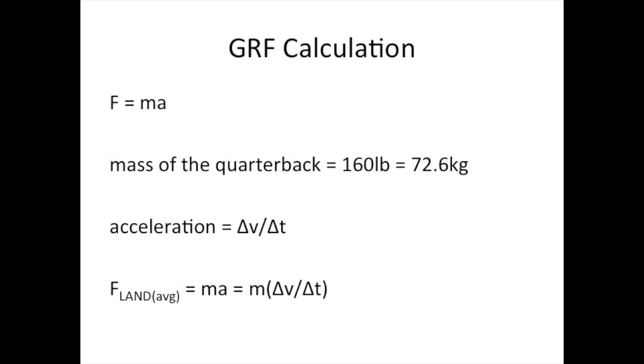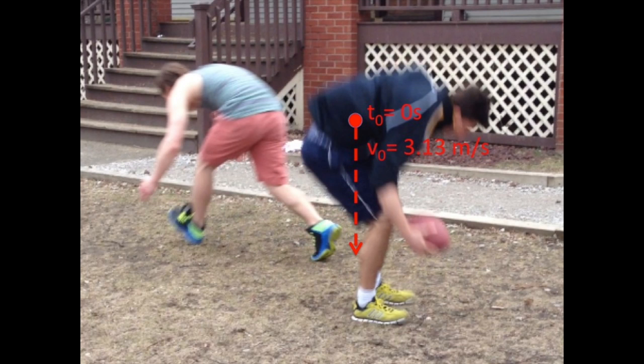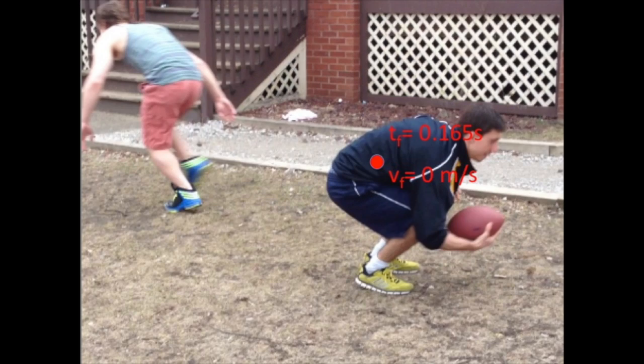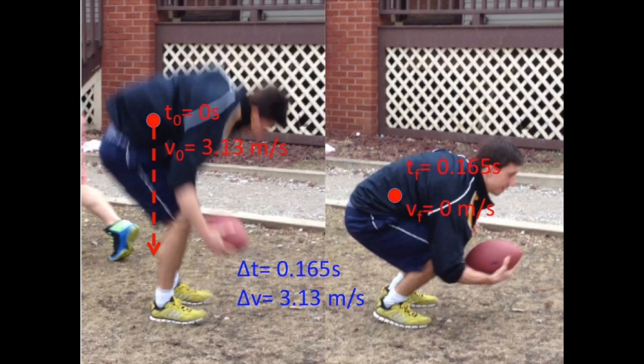Force equals mass times acceleration. The mass of the quarterback is 72.6 kilograms. We also know that acceleration is equal to change in velocity divided by the change in time. We can find delta t from the video. Delta t is the time from the moment of impact to when the quarterback's downward velocity is equal to 0. Therefore, delta t equals 0.165 seconds, and delta v equals 3.13 meters per second.